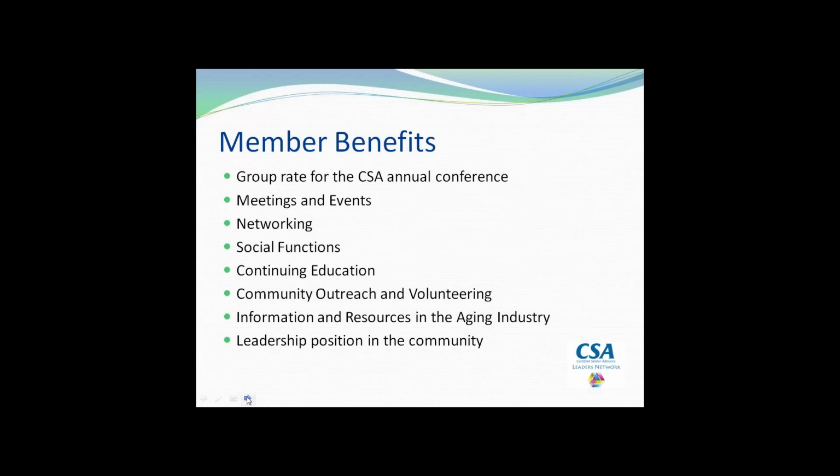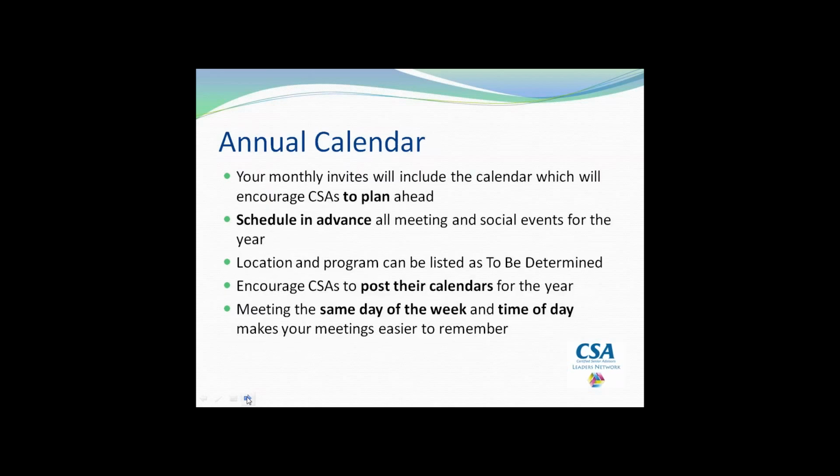Here are some of the member benefits that come from being a part of the group. As I just mentioned, the group rate for the CSA annual conference is extended to all members. They get invited to all meetings and events, networking opportunities, social functions. They keep their continuing education going effortlessly, involved in community outreach and volunteering, information and resources. In the aging industry, the Society is happy to supply all information. We have a tremendous amount of content that we are happy to share with all of the Leaders Network groups. And then showing a leadership position within the individual CSA's community.